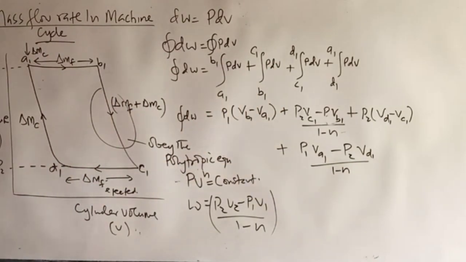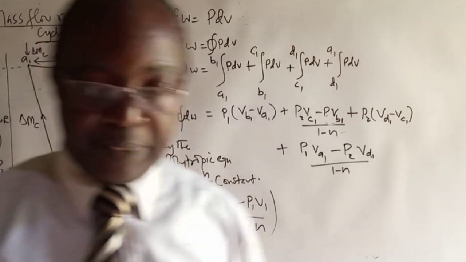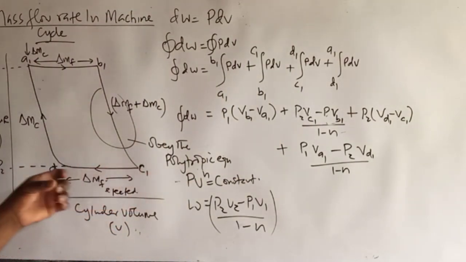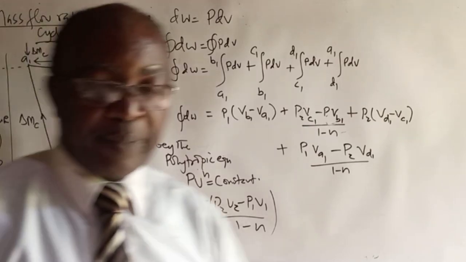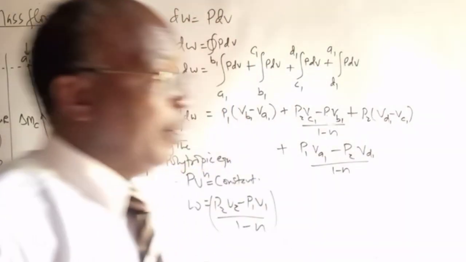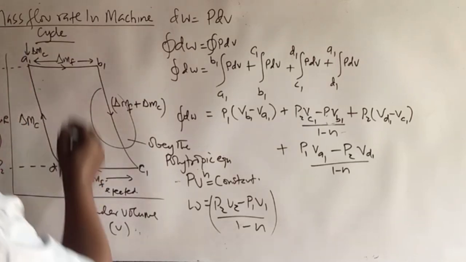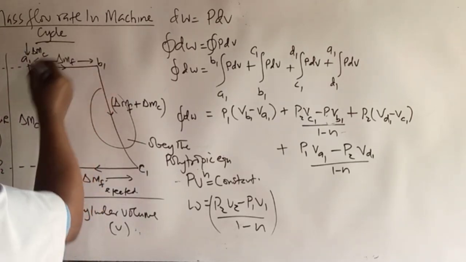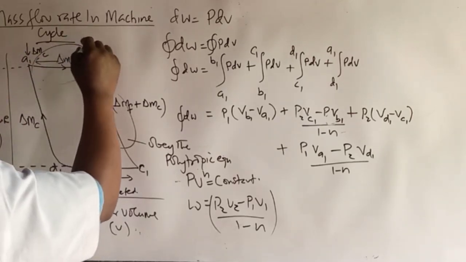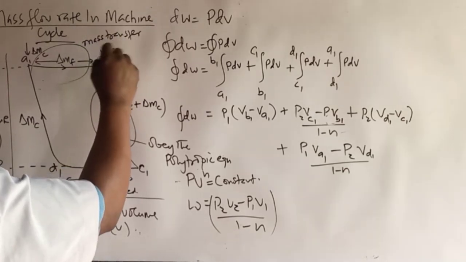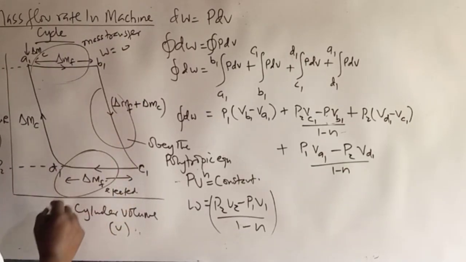Now, remember that this particular process A1 to B1 is just a mass transfer process, so there's no work done. The same with this process from C1 to D1. Just look at our discussions on machine cycles, then you will get to know what we're talking about. So this is a mass transfer process, so W equals 0. The same with this, mass transfer.